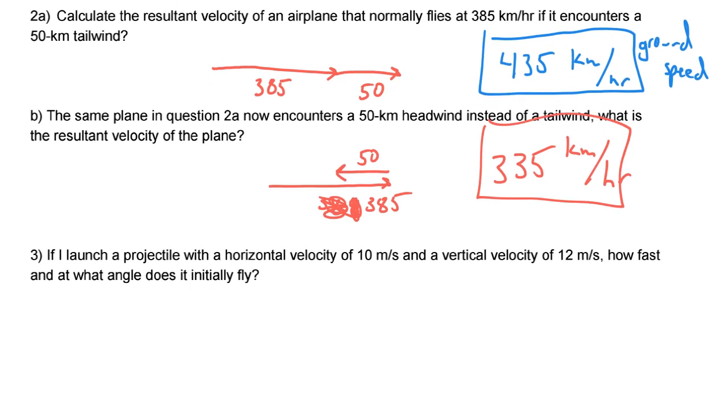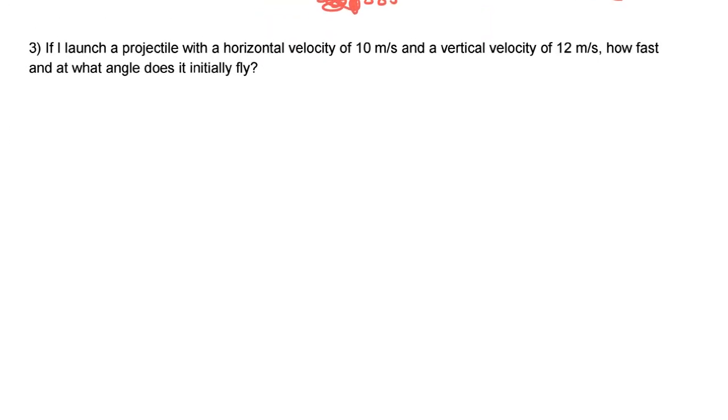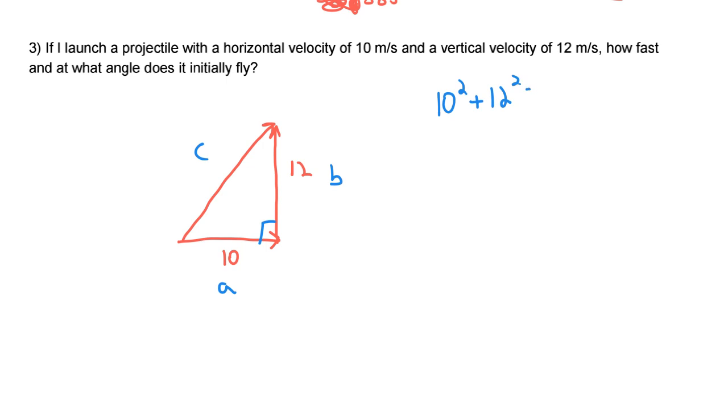All right, moving on. I launch a projectile with a horizontal velocity of 10 meters per second. I'm just going to draw that right away. Horizontal is going 10 meters per second, and a vertical velocity of 12 meters per second. How fast and at what angle does it initially fly? So we'll add these together to come up with our resultant. To figure out how fast, we're just going to do the Pythagorean theorem. We'll label this side A and this side B and this side C, and recognize that this is a right triangle. So A squared plus B squared equals C squared. Now solve for C.